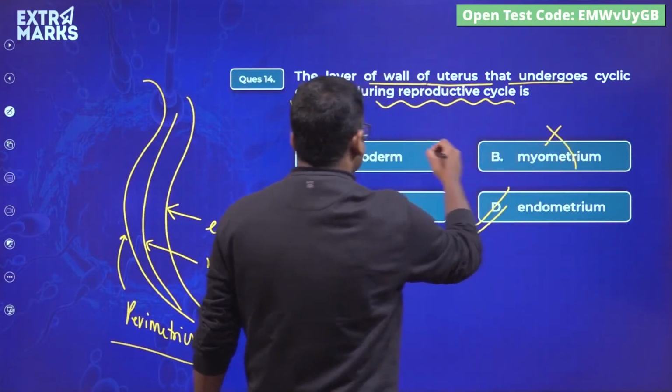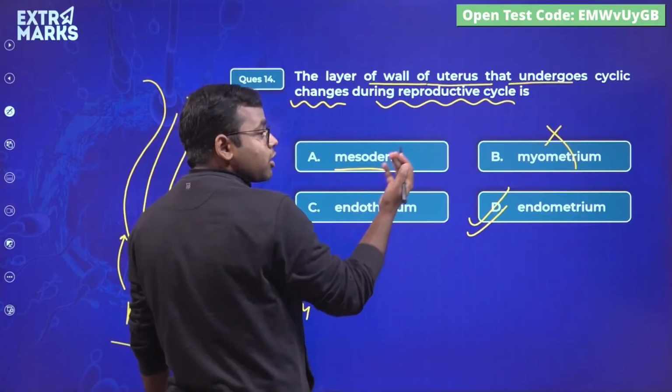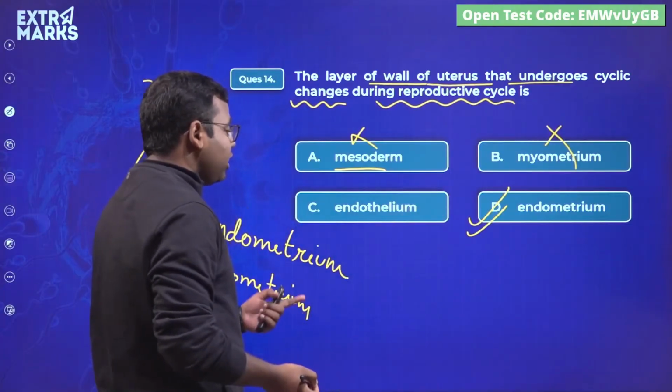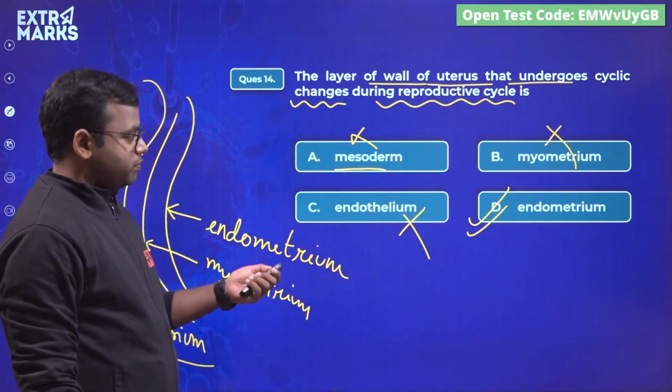This cannot be the answer. Mesoderm, how can it be the answer? Mesoderm is a germinal layer: ectoderm, mesoderm, endoderm. So this is definitely not the answer. Endothelium, not at all, right? So the correct answer is endometrium.